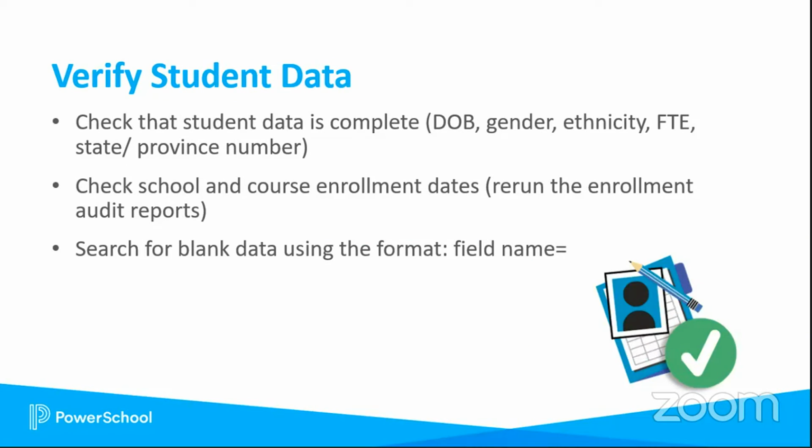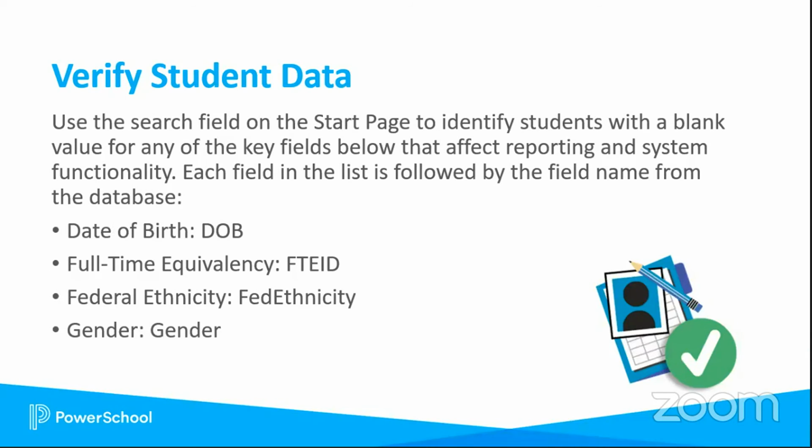The start of the school year is also a good time to verify student data. Check that your student data is complete. Run your enrollment audit reports to check your school and course enrollment audits. Search for any blank fields so you can find students with missing data. Examples on the screen: if you have students without a date of birth, you can do the DOB equal blank, and it's going to find those students that don't have a date of birth.